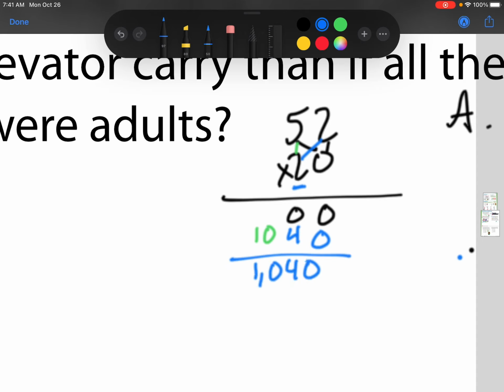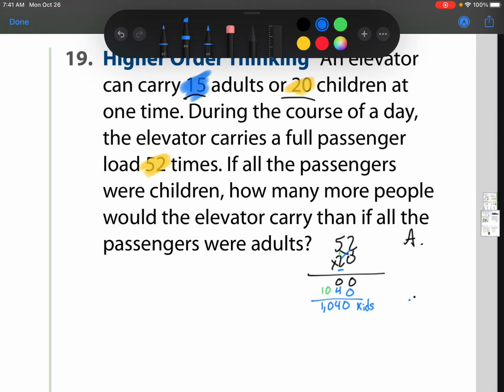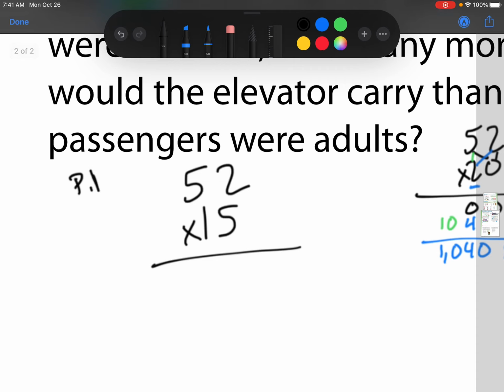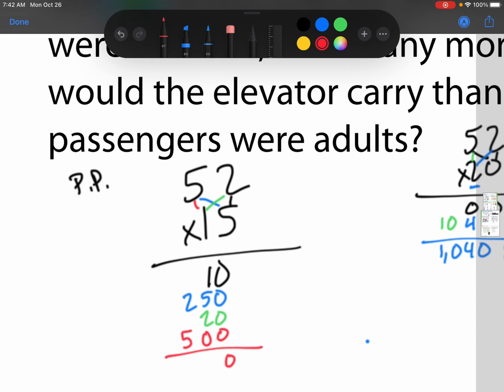So now it wants to know, though, how many more would it be if we also did that, but with adults? So if it carried those adults. Well, that would be 15 groups of 52. So let's find that one out now. 52 times 15. And this one, I'm going to switch, and I'm going to do my partial products. So we have 5 times 2 is 10. Then we switch, and we have 5 times 50 is 250. Then we switch, and we have 10 times 2 is 20. And lastly, we have 10 times 50 is 500. So let's add these up. 1 plus 5 is 6, plus 2 is 8, 780 adults.